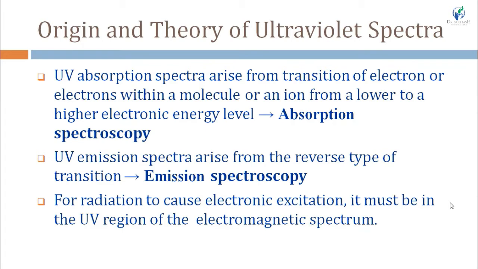But UV emission spectra arise from the reverse type of transition, means UV emission spectra arise when the electron comes to the ground state from the excited state, and only after emission of extra energy can the electron come to the ground state from the excited state. So, UV and visible spectroscopy are also considered as emission spectroscopy as well as absorption spectroscopy. We have already seen in types of spectroscopy that ultraviolet spectroscopy and visible spectroscopy are both considered in these classes, absorption spectroscopy as well as emission spectroscopy.